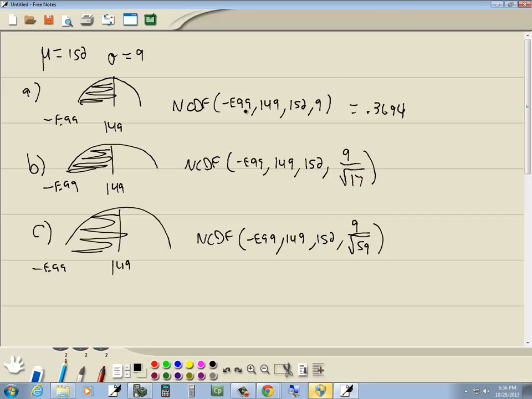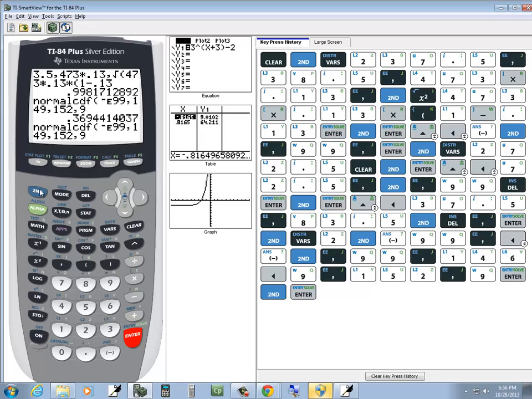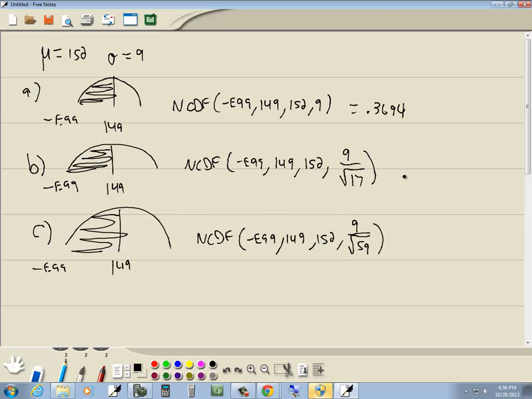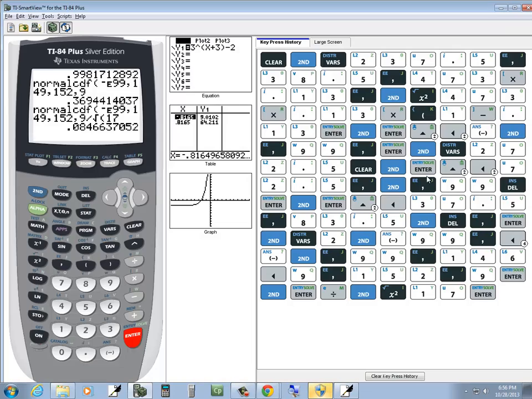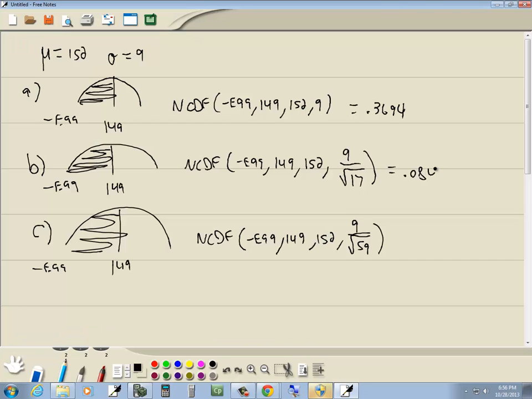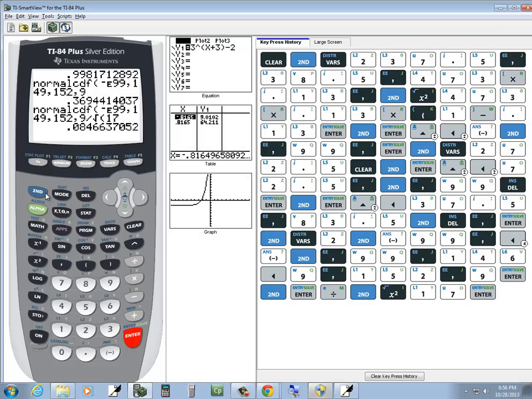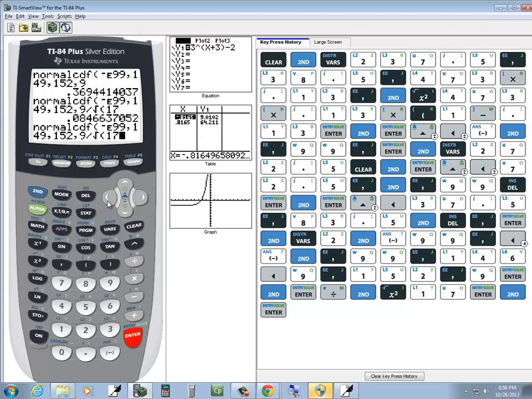I'll bring up previous entry, so I'll do second enter. And you'll see these are pretty much the same. First parameter is the same, second one, third one, last one. Instead of just 9, we have divided by square root of n. So this is going to be divided by second x squared and 17. And that gives us 0.0847. Now next one is 9 divided by square root of 59. So I'll do second enter, bring up previous entry. And I'll right arrow over, and instead of 17, I'll put 59 in there. And press enter.